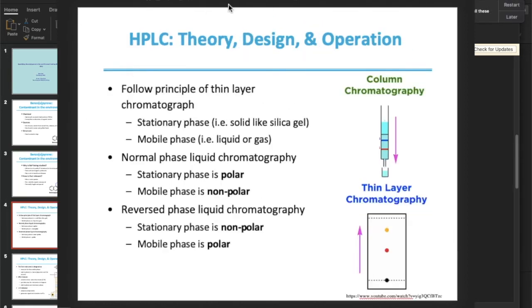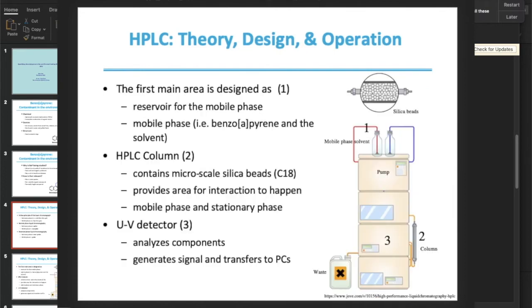When it comes to HPLC, it works under a principle similar to thin layer chromatography, and just like TLC, polarity plays a role in the process. Two possible phases can be seen in this process, usually normal phase and reverse phase. Stationary phase is a solid like silica gel, while mobile phase can be liquid or gas. This part is designed as a reservoir for the mobile phase. Usually the phase contains injected analyte, and in this case it is benzopyrene and solvent.